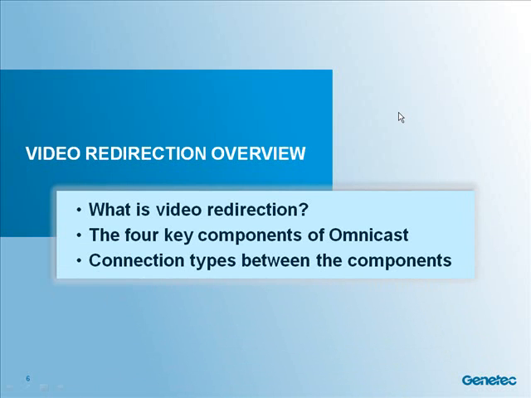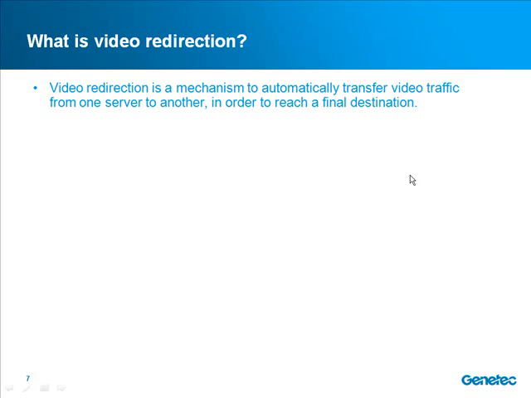So before we start looking at network diagrams and connection types, we should talk about what video redirection is in Omnicast. There may be other definitions of video redirection out there, but when we're talking about it within an Omnicast context, we really mean the mechanism to automatically transfer video traffic from one server to another to reach a final destination. Basically, the traffic is going from a source through an Omnicast server and being routed to a different destination.